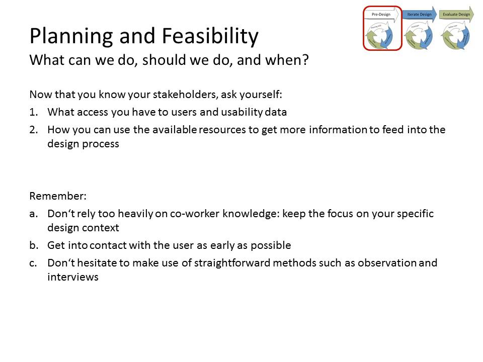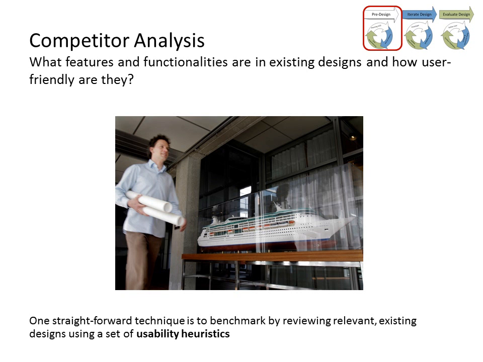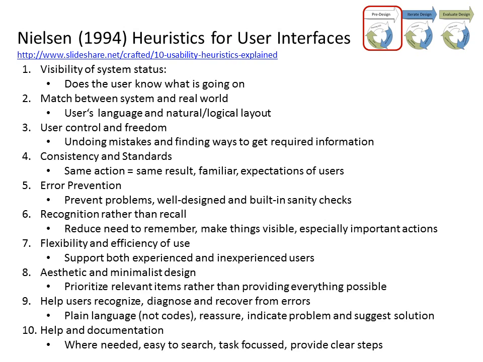Therefore, straightforward methods such as observation and interviews are strongly suggested to get started, and these methods are explained more in the following slides. One straightforward technique is to benchmark relevant existing designs using a set of usability heuristics. This will both increase your awareness of what exists, as well as get you thinking about these designs in terms of the users. Here is one example list of heuristics for user interface design from Nielsen. I'm not going to read these here, but they can be reviewed later, and a link is provided to a slide share with examples illustrating each.